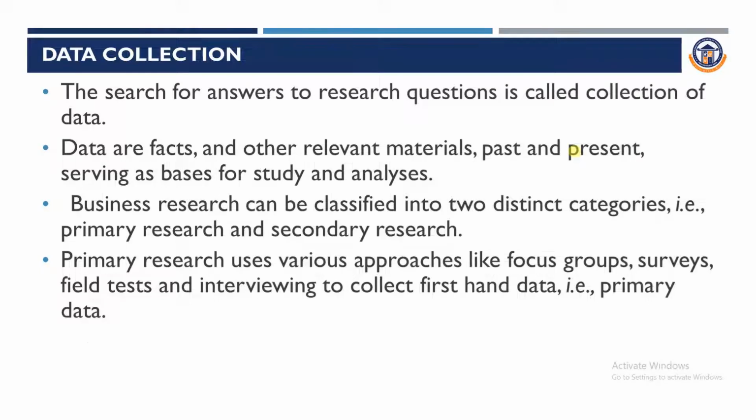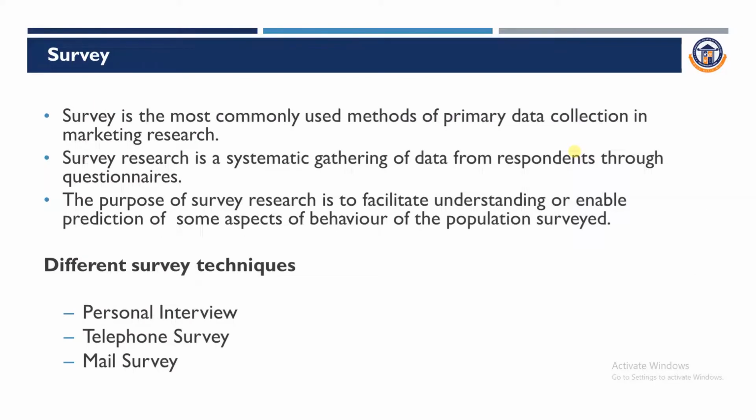Secondary data collection is taken from any source which is already existing, because it is second hand information. You call it secondary data. And one of the most prominent methods of collecting primary data which we are presently using in research work is the survey. Survey is the most commonly used method of primary data collection in marketing research, generally in research. Survey research is the systematic gathering of data from respondents through questionnaires or schedules.